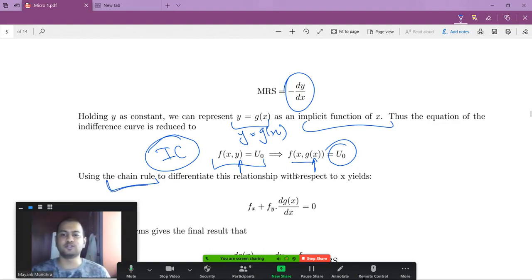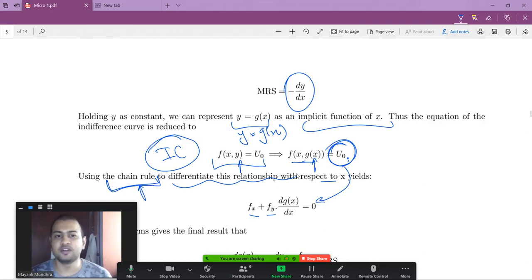But for those of you who know chain rule, if you use chain rule to differentiate this relationship, we get fx plus fy into dg(x) by dx. So what happens is you are differentiating both sides with respect to x. U naught is constant. When it gets differentiated, it yields 0.